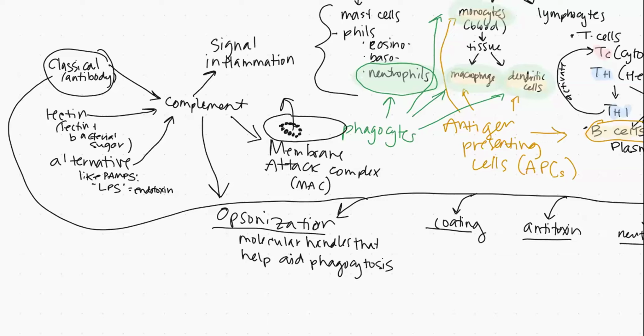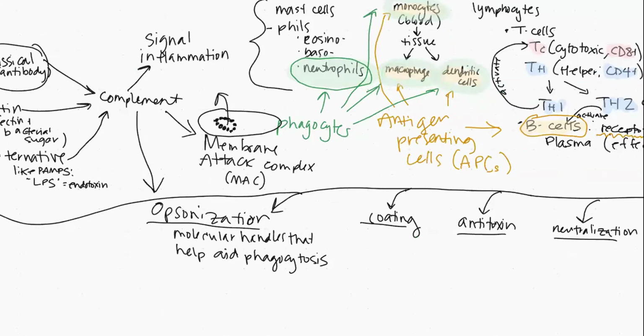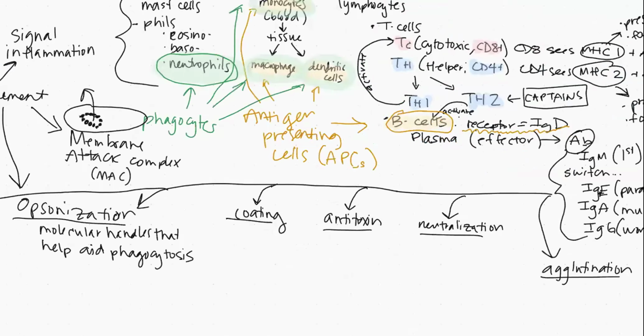And so, in addition, by activating the complement, you can signal inflammation. So antibody can signal inflammation, but it can also initiate that membrane attack complex, which is like the big goal of complement, right? It's the big role that complement really plays. With antibody, when we have coating, the coating is just covering and blocking in general actions.